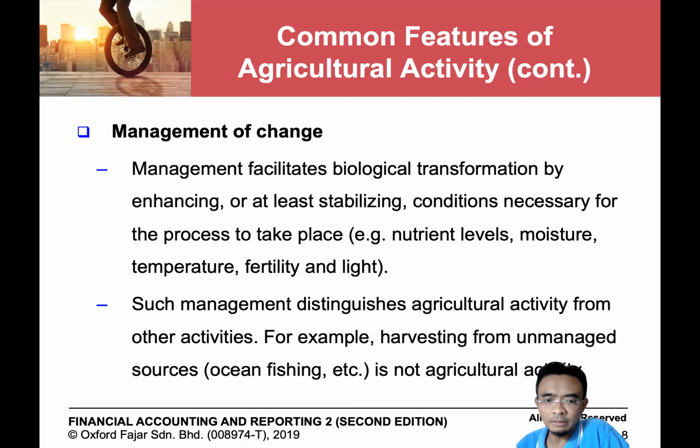For example, harvesting from unmanaged sources. If we catch the fish from the ocean, it is ocean fishing, and it is not considered as agricultural activity because the fish in the ocean is not managed by the entity. The fish feed themselves in the ocean. We just go to the ocean and catch the fish, so it does not involve any facilitation from the management to help the fish to grow.